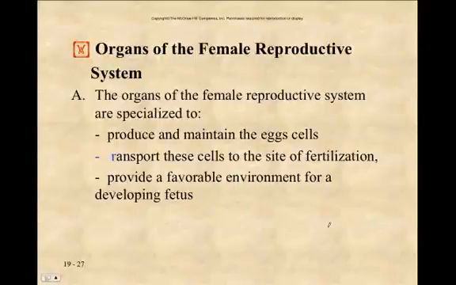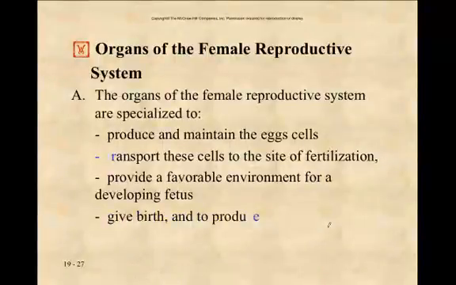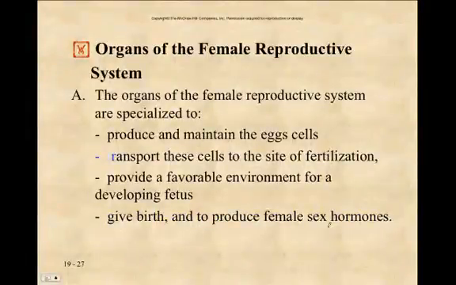Okay, so we'll talk about again how they're released from the ovaries and make their way into the uterine tubes, which will be the site of fertilization. Also, female reproductive anatomy, again, is going to provide a favorable environment for the developing fetus. So again, not only is it the site for fertilization, but obviously then it's the site for the developing fetus as well. And that will be in the uterus. We'll talk about that.